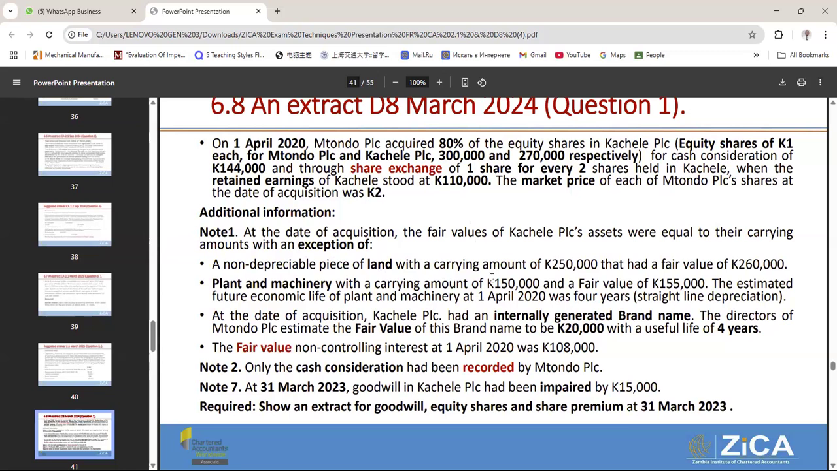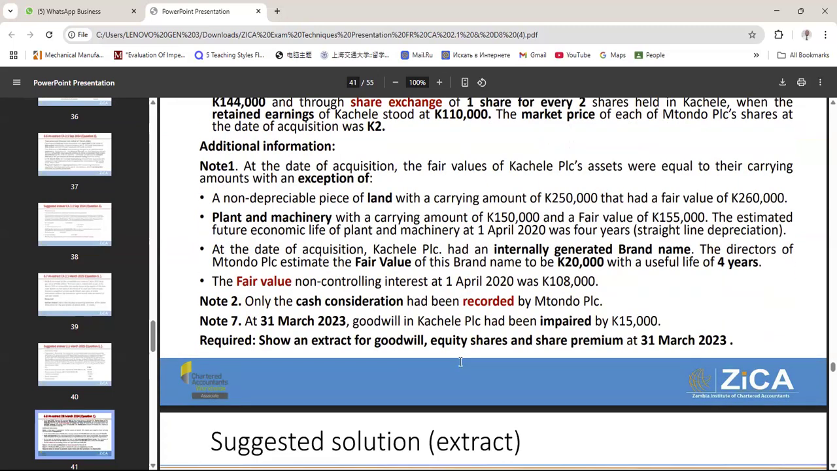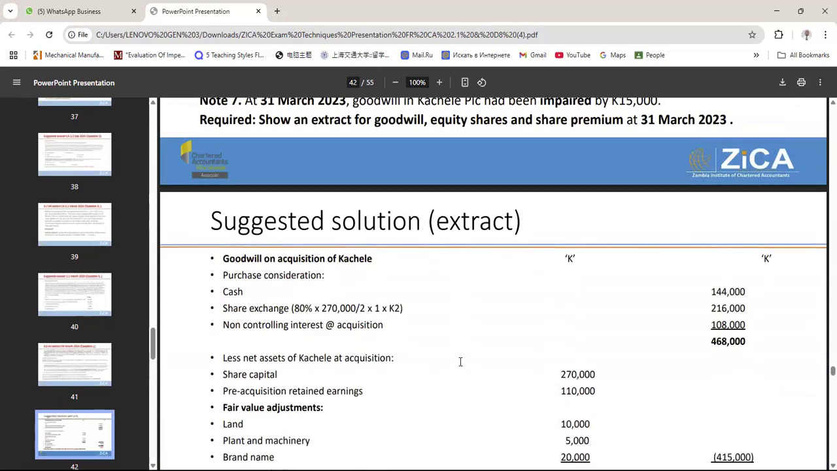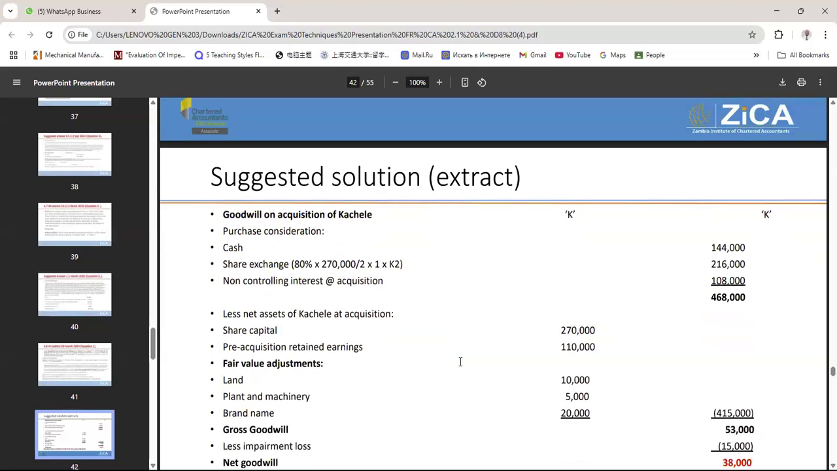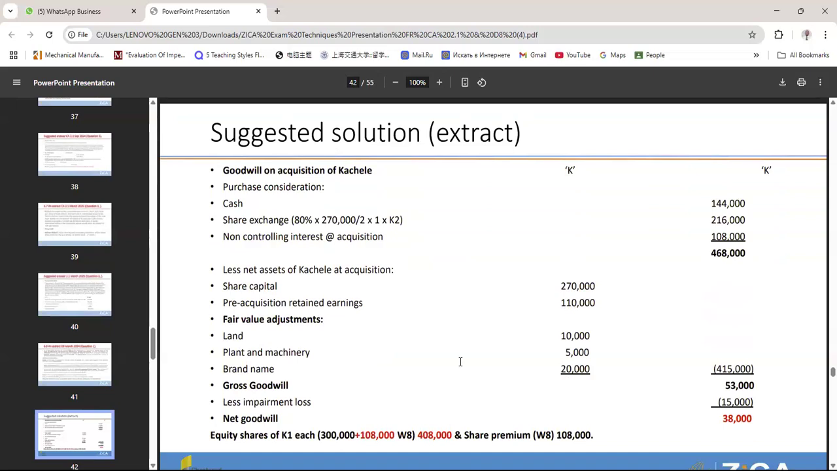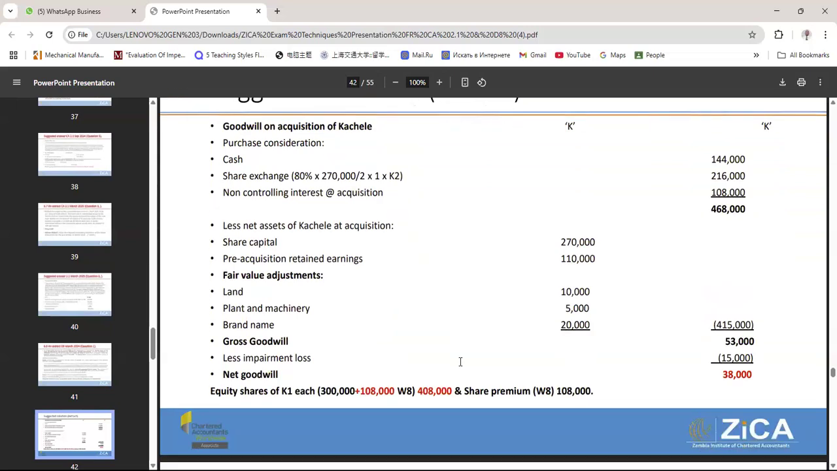So here we are told deferred was not recorded. So what were you supposed to do in this case? We are supposed to create share capital by the number of shares which were issued, then also the excess you take to the share premium. So this was the working for goodwill. Then of course there was impairment, which was supposed to be taken into account.